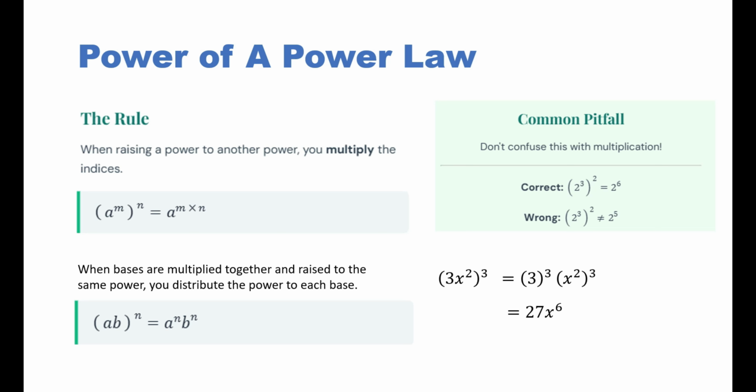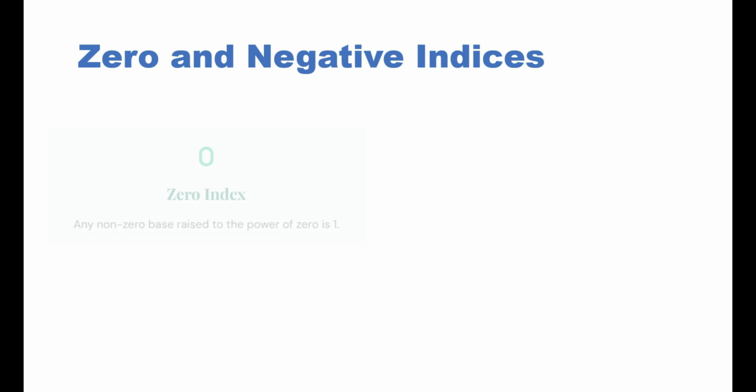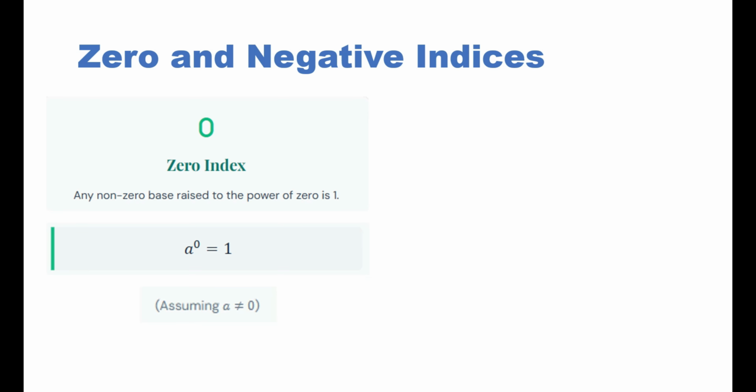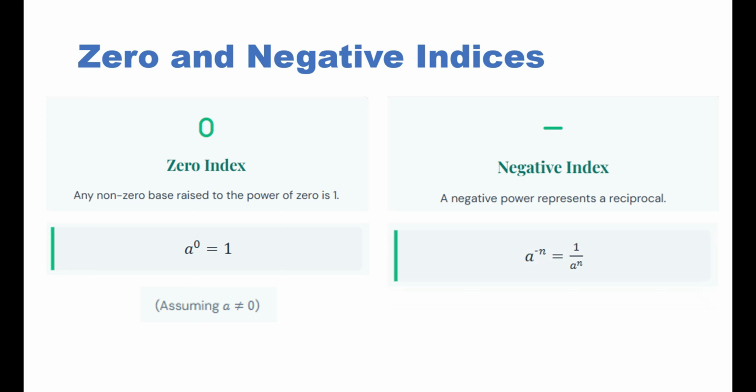Now, let us look at zero and negative indices. Starting with the zero index. Any non-zero base raised to the power of 0 is 1. So, whatever number you are given with the power of 0, the answer is always 1. Then for negative indices, a negative power represents a reciprocal, which means we put 1 over the base with a positive index. Hence, a to the power of negative n is equal to 1 over a to the power of n. For example, 2 to the power of negative 3 is equal to 1 over 2 to the power of 3, which gives us 1 over 8.